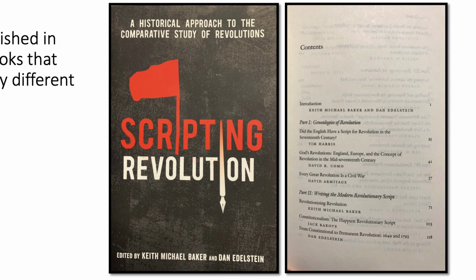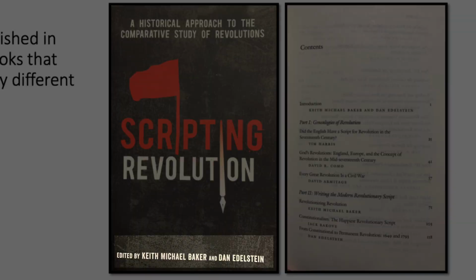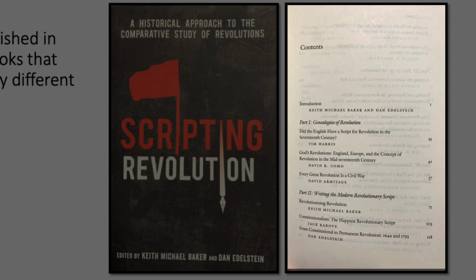Here's an example right here. This is a book called Scripting Revolution. The editors of the whole book are Keith Michael Baker and Dan Edelstein. But if you look at the content page, you can see that there are lots of contributors. Each chapter is an individual kind of essay written by a different historian.